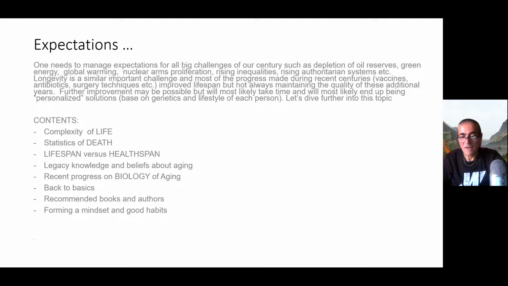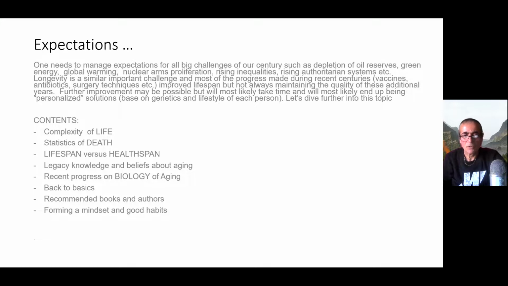But there's further advance possible. However, these additional advances, I think, are going to happen with personalized medicine. So you'll need to have your own background, your own lifestyle, and genes. Genes are important, but also your lifestyle, epigenetics, is very important. How do you manage stress? How do you manage inflammation in your body? How do you minimize inflammation? How do you control other issues that we will talk about in this meeting?